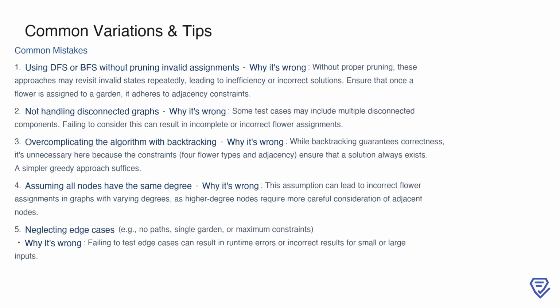Overcomplicating the algorithm with backtracking is another pitfall. While backtracking is robust, it's unnecessary here because the constraints guarantee that a solution always exists. A simpler greedy approach is sufficient and more efficient. Additionally, assuming all nodes have the same degree can lead to errors. Gardens with more connections require careful attention to adjacent assignments, and this assumption can cause conflicts. Lastly, neglecting edge cases, such as graphs with no paths, a single garden, or maximum constraints, can result in unexpected errors. Always test these scenarios to ensure robustness, especially in competitive settings like interviews.